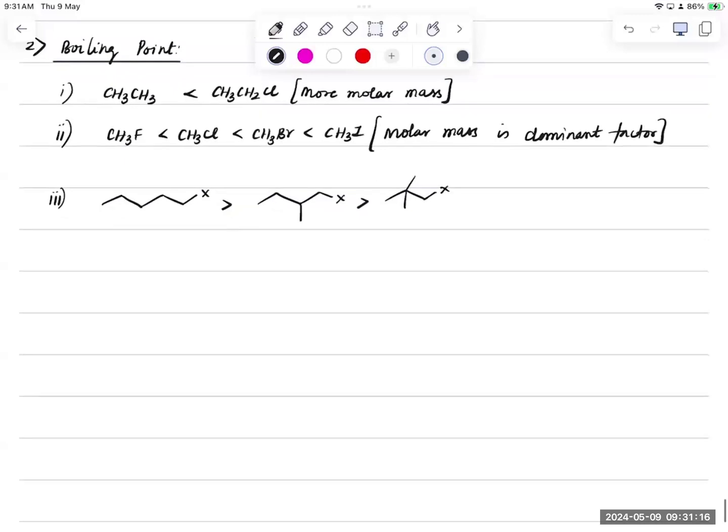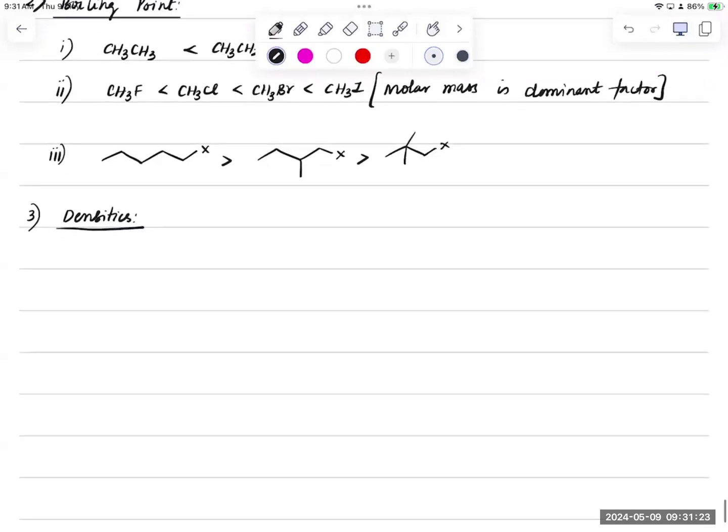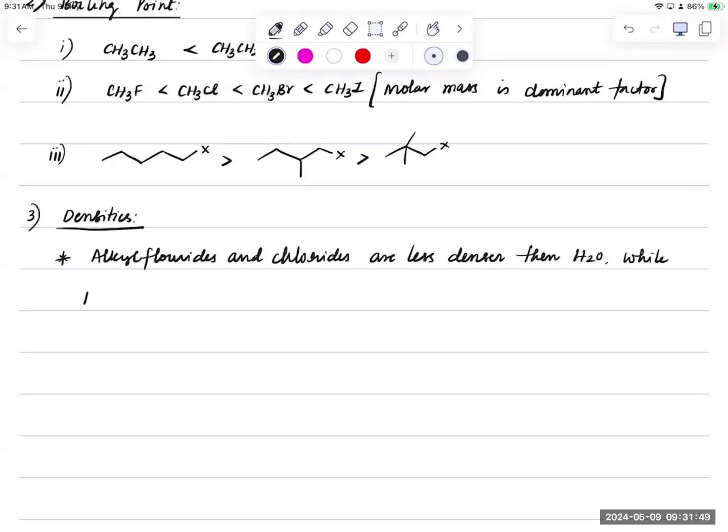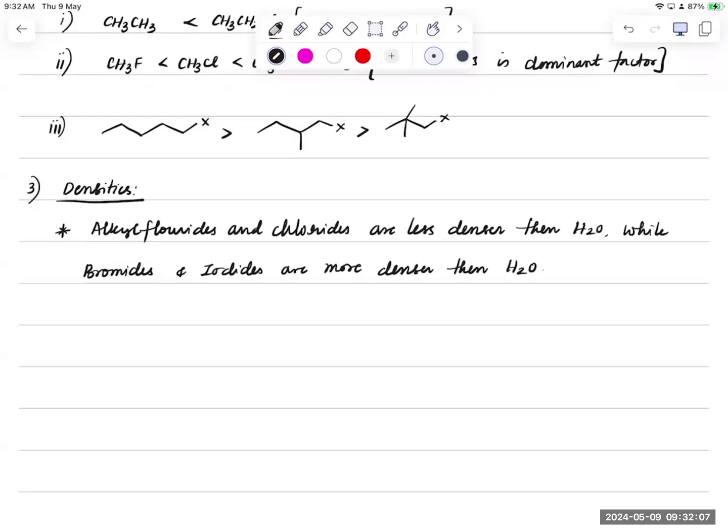Got it. Next, if you notice densities, we just need to remember this as a point. We don't need to analyze anything here. Generally all alkyl fluorides and chlorides are less dense than water, while bromides and iodides are more dense than water. So this is one part which you need to know here, which one is more or less.